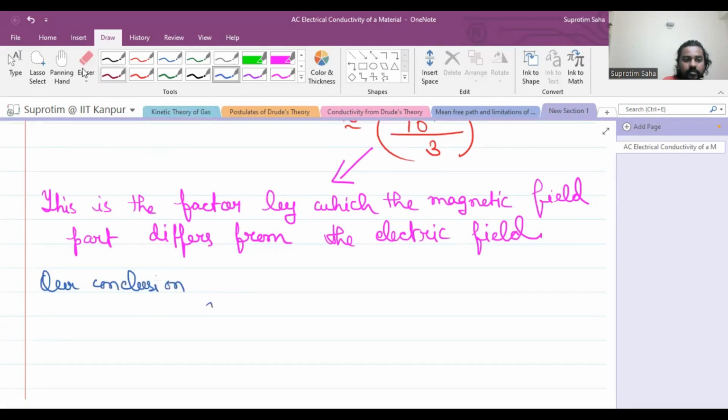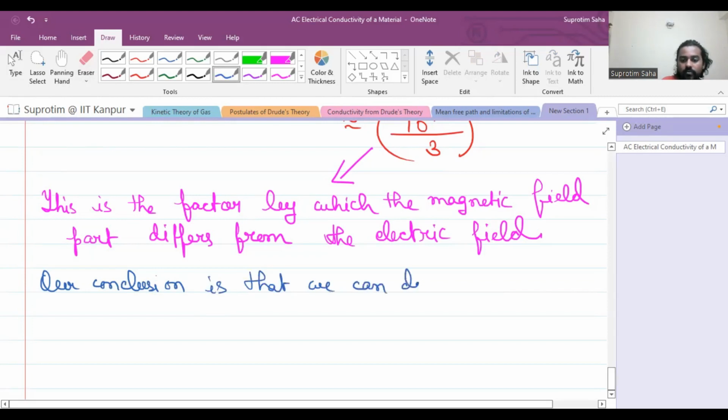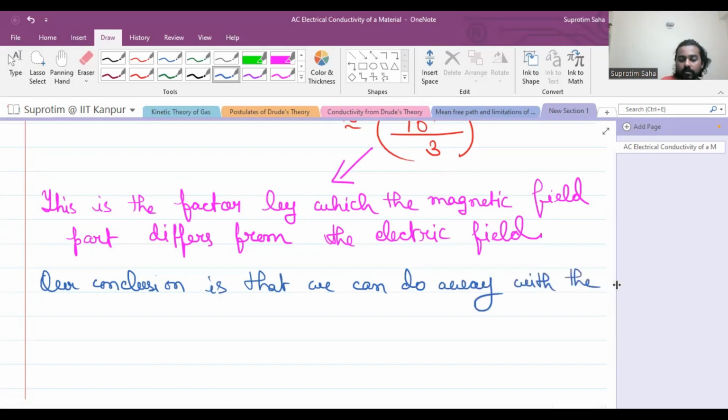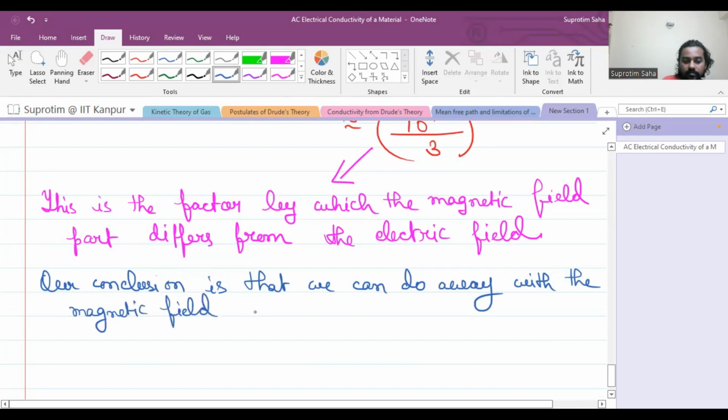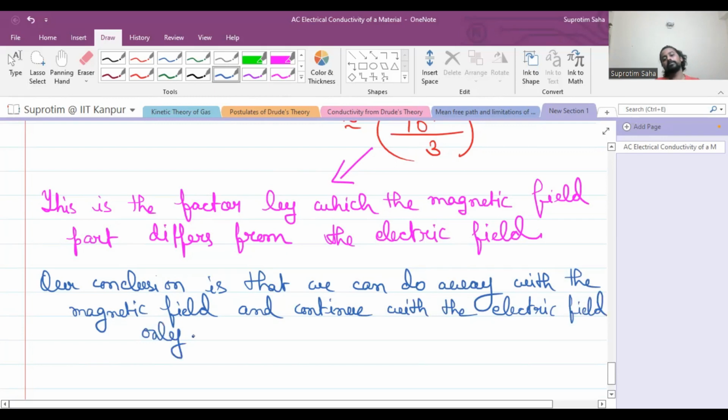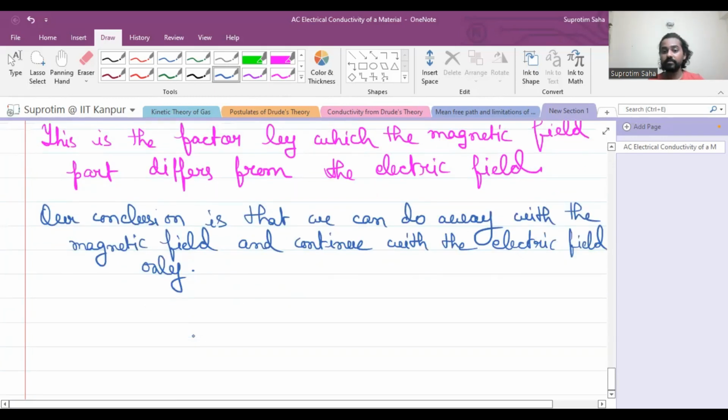So our conclusion is that we can do away with the magnetic field, and continue with the electric field only. All right. So now we can proceed.